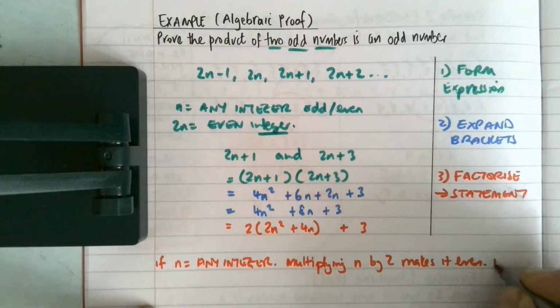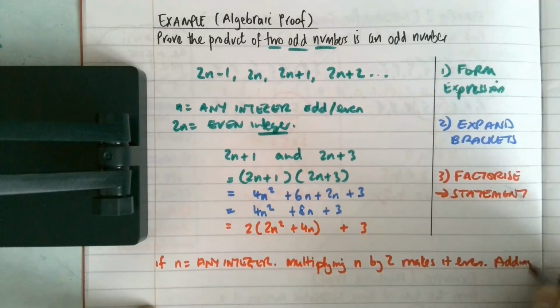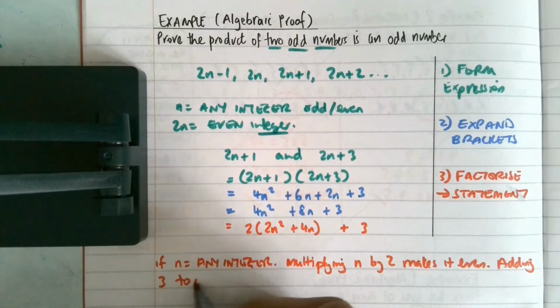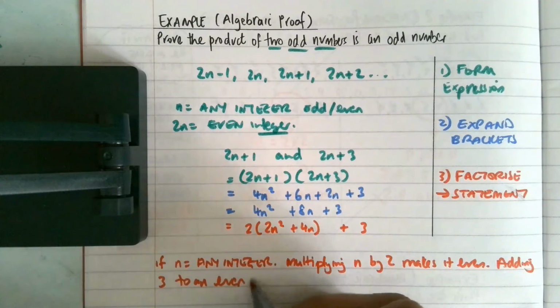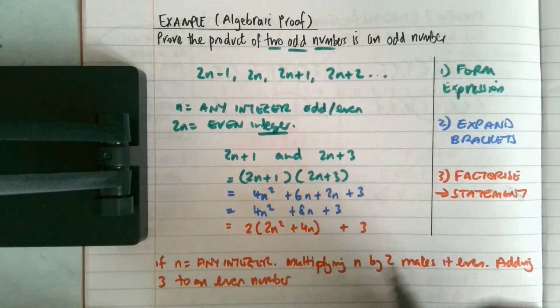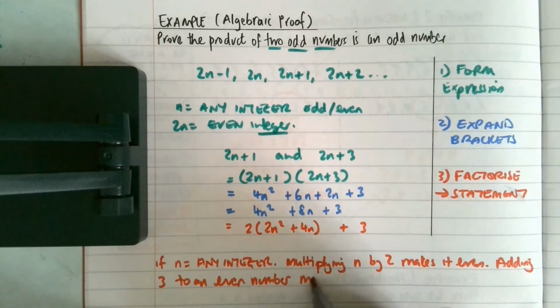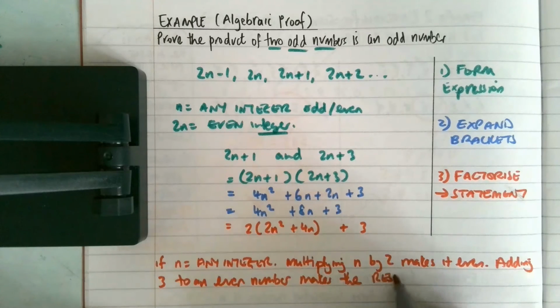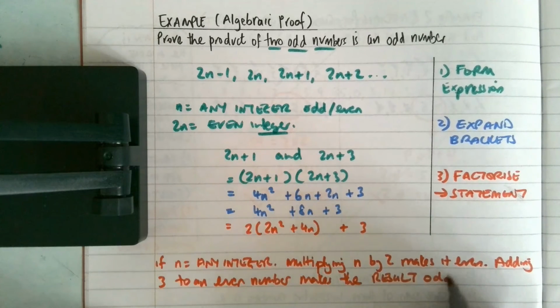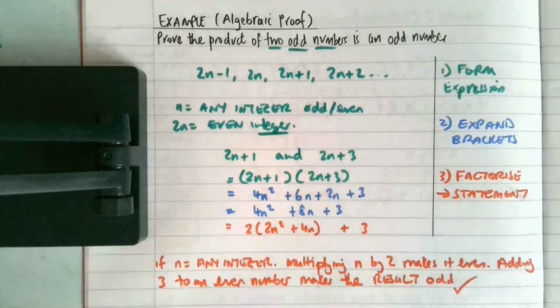So that will be what we would want to write down, possibly in your own way, but what I've written is just an example of that. So if n is any integer, then 2n squared plus 4n is any integer. Multiplying n by 2 makes it even, adding 3 to any even number makes the result odd.